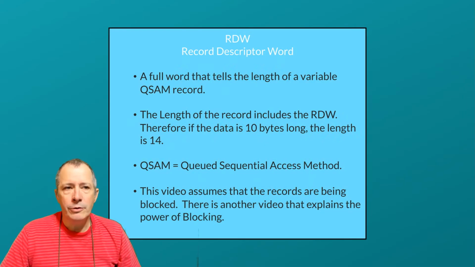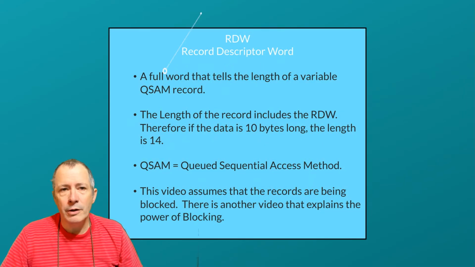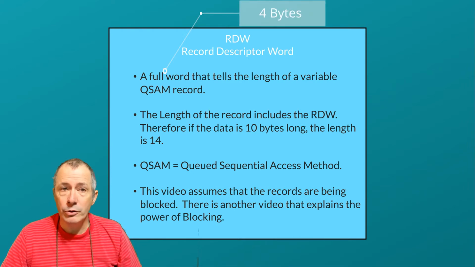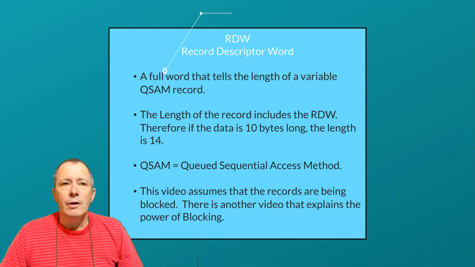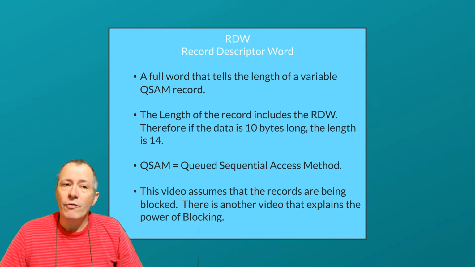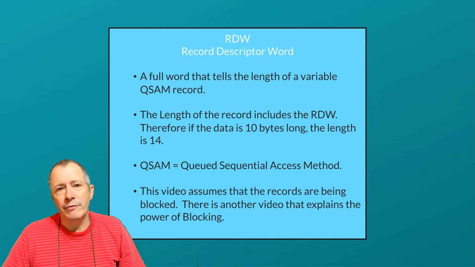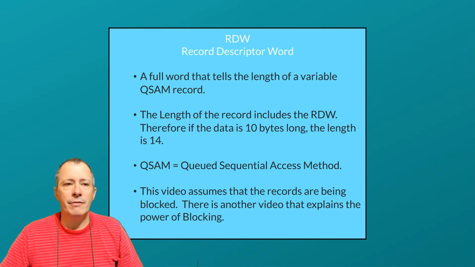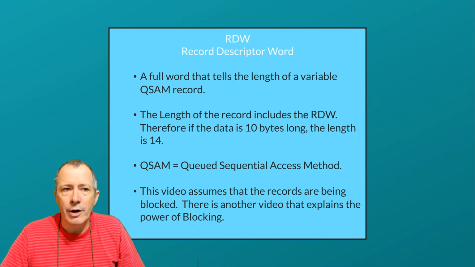RDW stands for Record Descriptor Word. It is a full word that tells the length of a variable QSAM record. QSAM files are sometimes called flat files. QSAM stands for Queued Sequential Access Method. This video assumes the records are blocked.